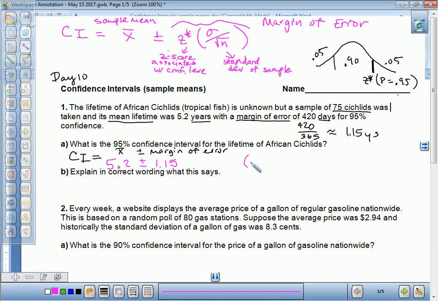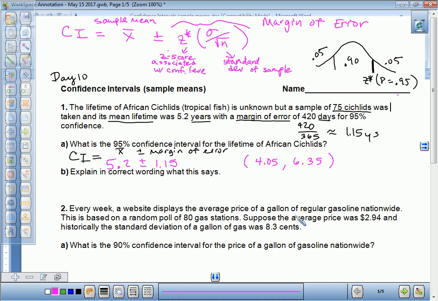And what type of interval does that give us? So we would subtract the 1.15 and add the 1.15. So when we subtract it, we get a lower bound of 4.05. And when we add to the mean, we get an upper bound of 6.35.